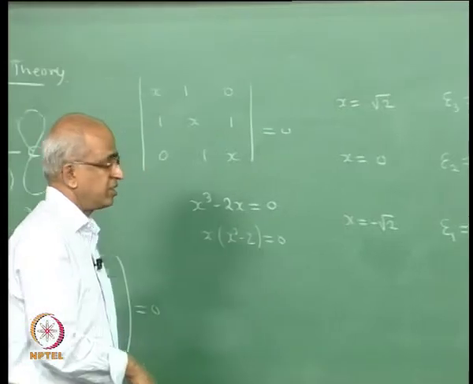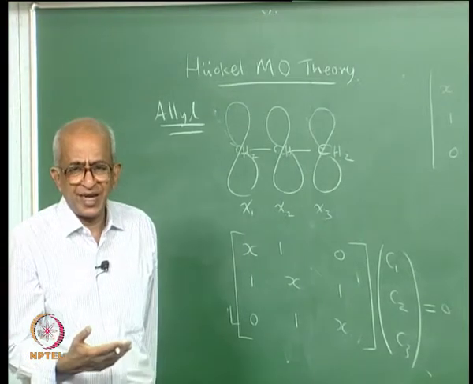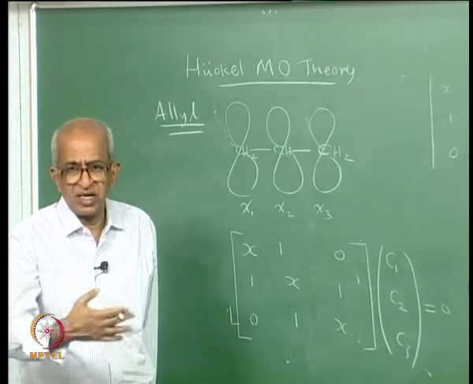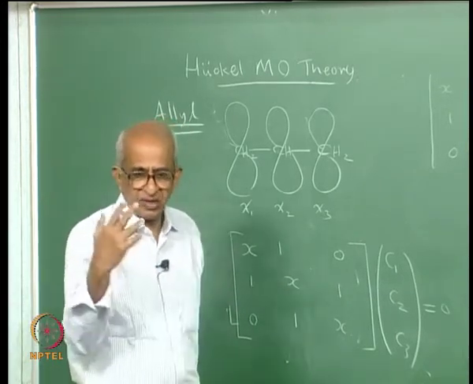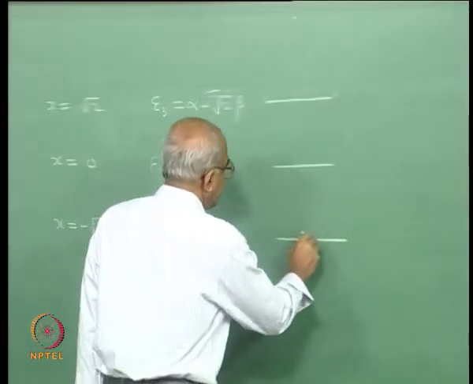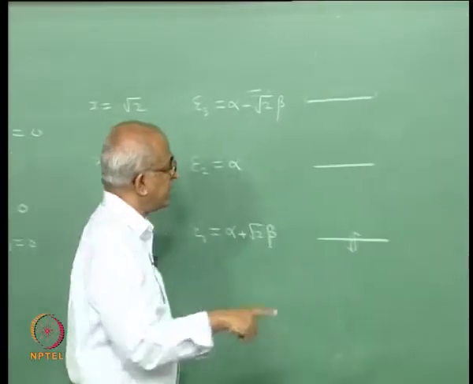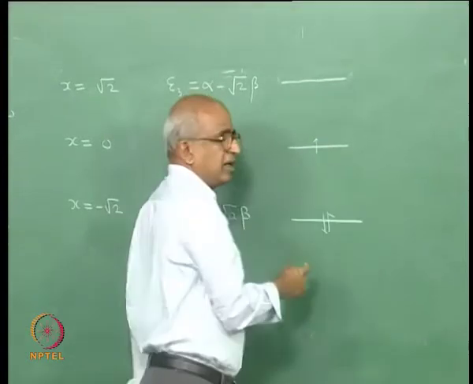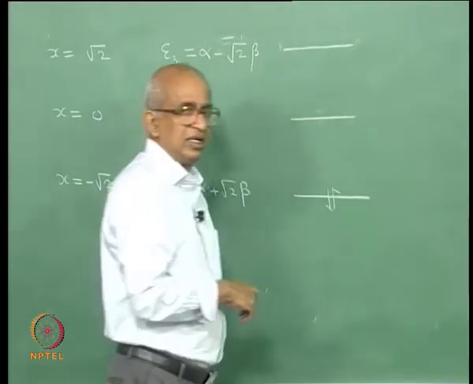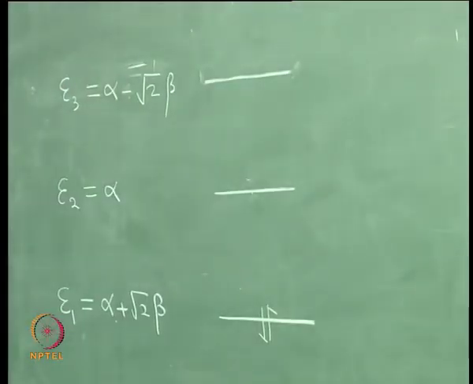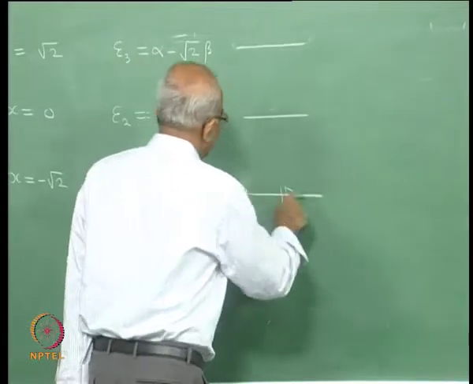So, these are the 3 allowed energy levels. And then you ask the question, how many electrons are there in the system? If it is allyl radical, there are 3 electrons, because each carbon will contribute 1 electron to the pi system. Allyl cation means you have only 2 electrons. So, if I am thinking of allyl cation, what I will do is I will put 2 electrons here and they will be paired, while if I had allyl radical, the 3rd electron will go there, and if I had allyl anion, there will be 1 more electron. So, let me say I am thinking of allyl cation, this is the structure, or this is how the electrons are distributed.